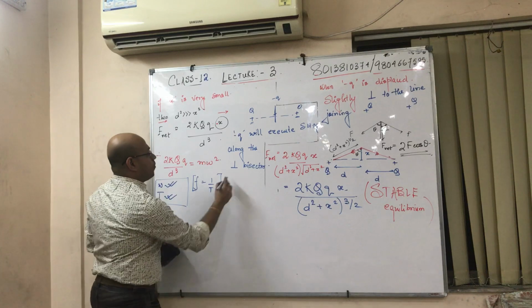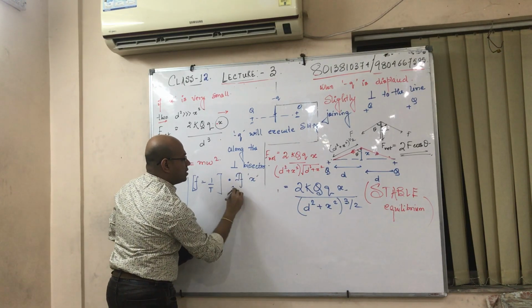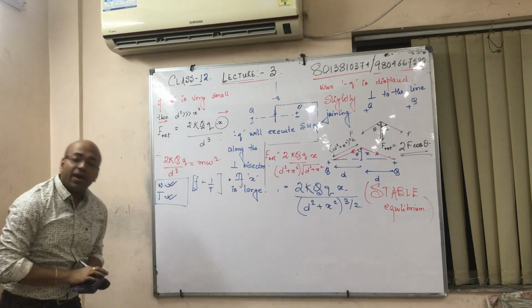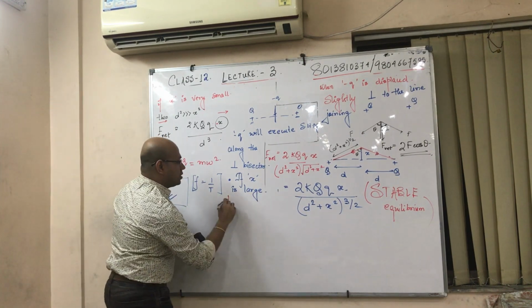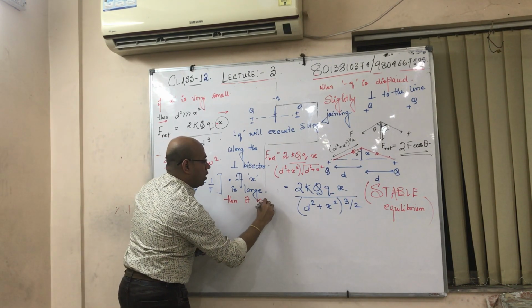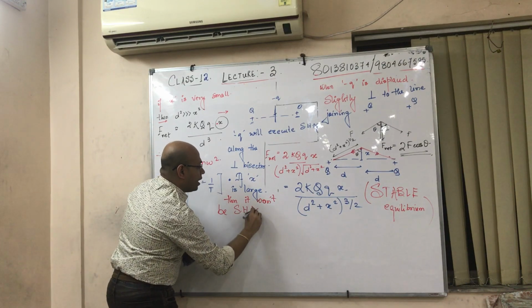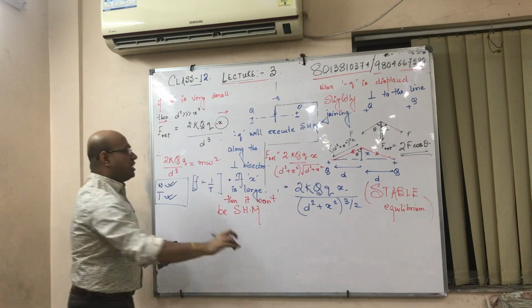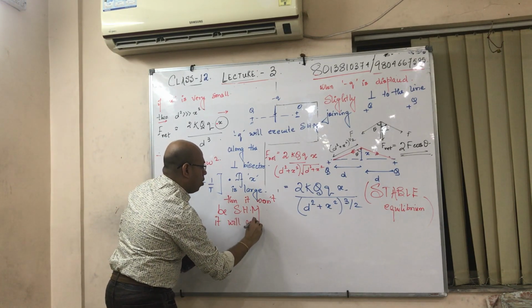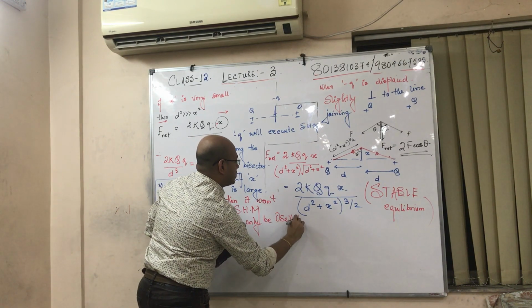So another point: if x is large, then it won't be SHM. It will only be oscillation.